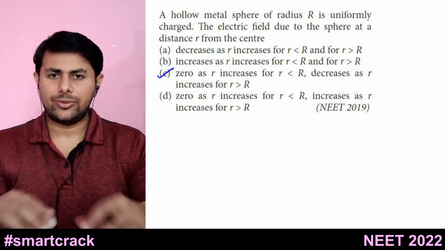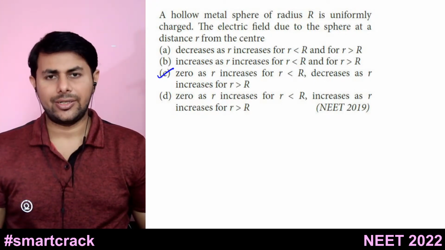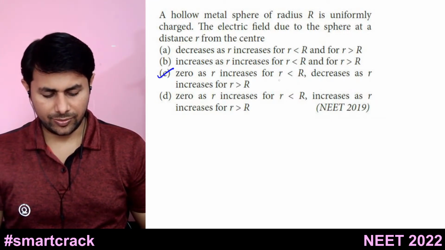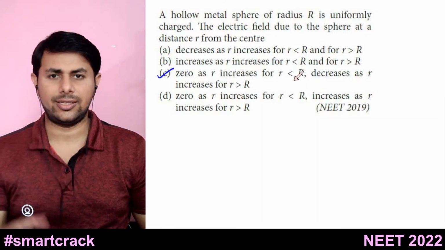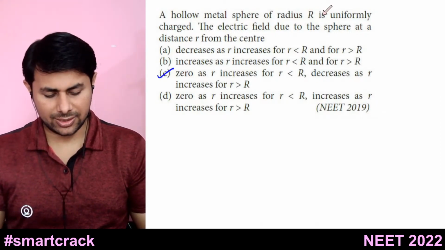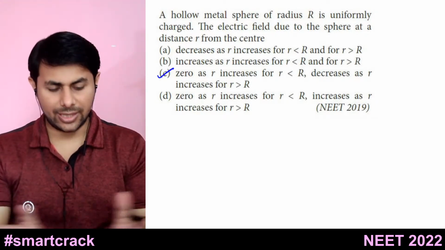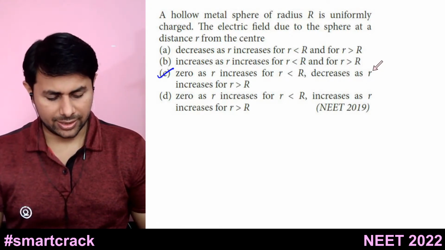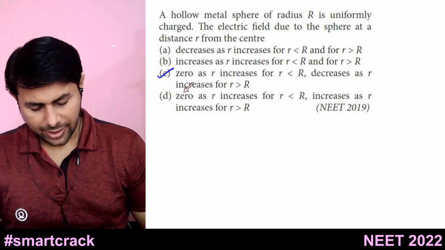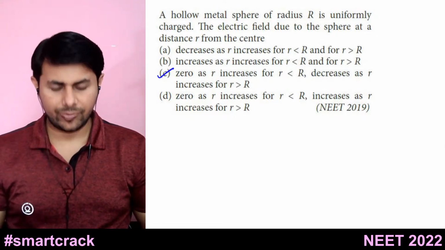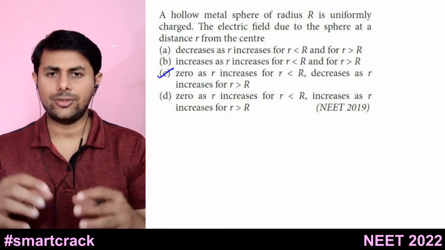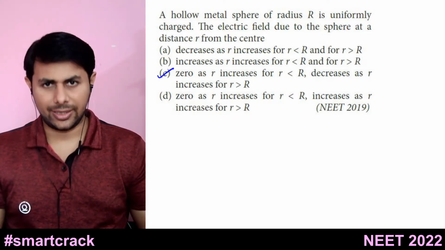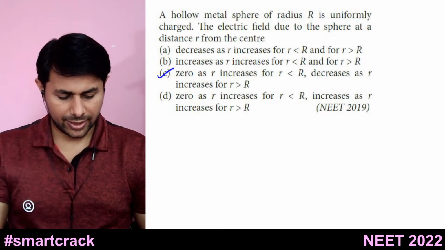The electric field due to a hollow spherical shell is 0 inside, so it is 0 as r increases for small r less than capital R, where capital R is the radius. Okay, so it is 0 inside, and it decreases as r increases, that is the distance increases, for small r greater than capital R. So outside of the hollow spherical shell, the electric field goes on decreasing. This is the answer.